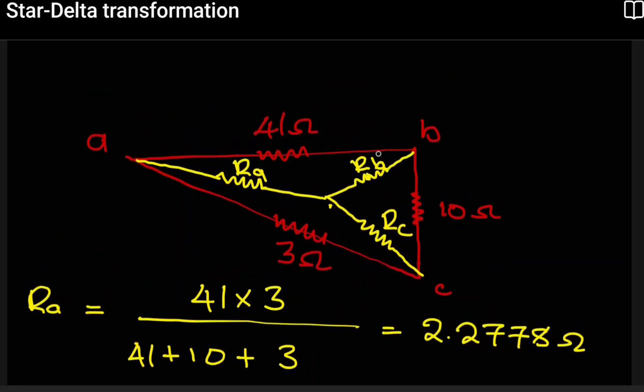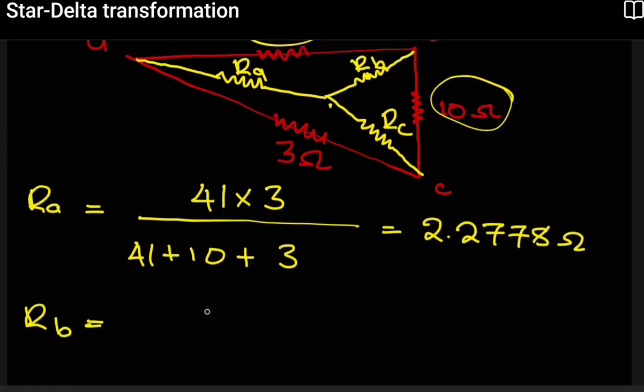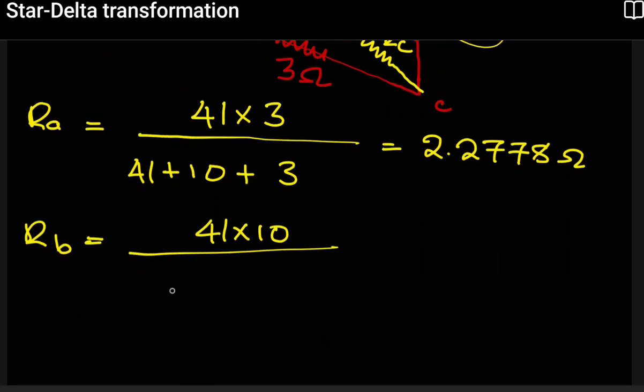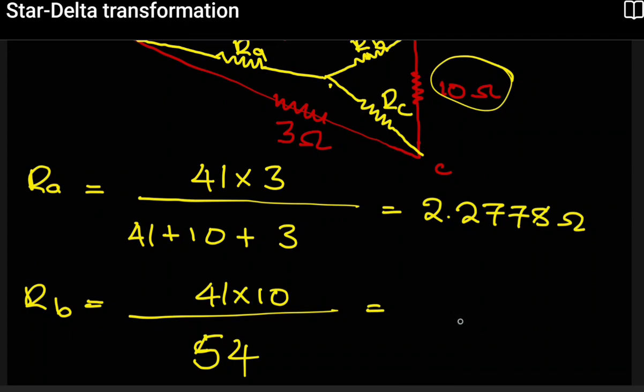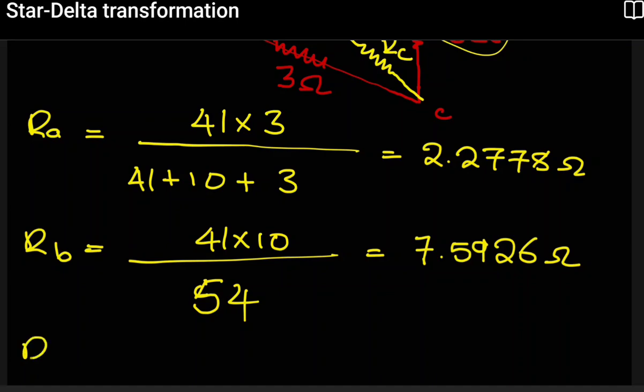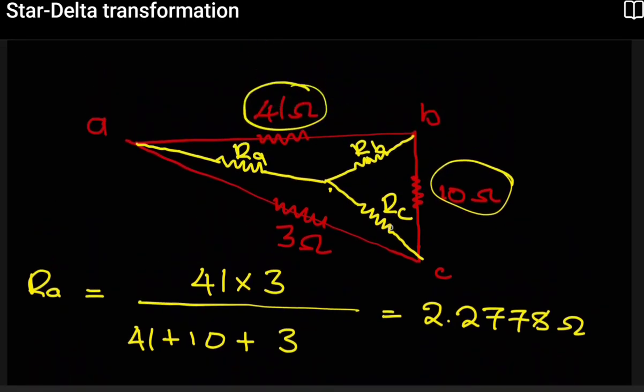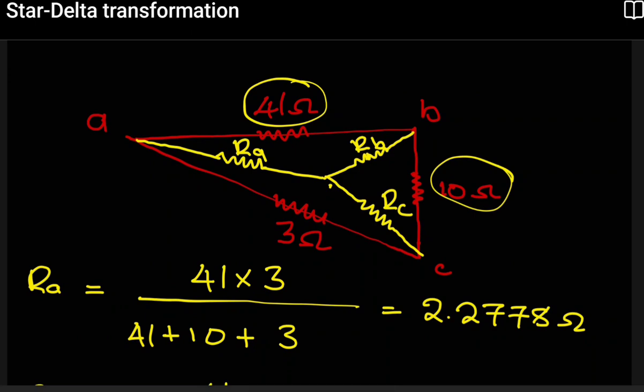So from there, we find RB. RB is this side. It is between the 41 and the 10 ohms. So we'll multiply those two, 41 by 10. Then we'll divide by the sum of all the resistors making the delta. Again, it's the same thing, 41 plus 10 plus 3, which is just 54. So again, when you do the math here, we find RB as 7.5926 ohms. And then lastly, we find RC using the same method. Again, RC is down here. It is between the 10 and the 3 ohms.